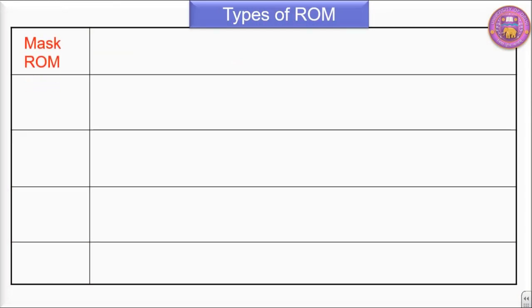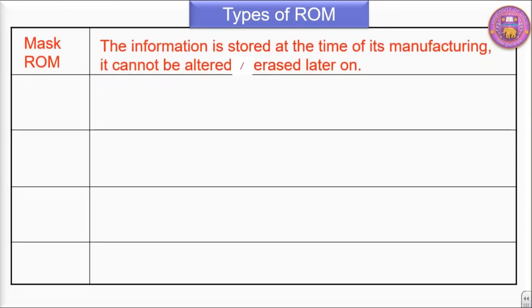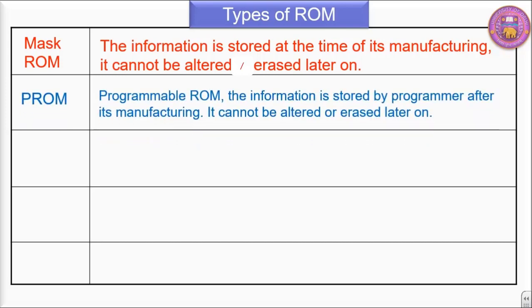The first one is mask ROM. The information is stored at the time of its manufacturing. It cannot be altered or erased later on. PROM, programmable read-only memory. The information is stored by the programmer after its manufacturing. It cannot be altered or erased later on.